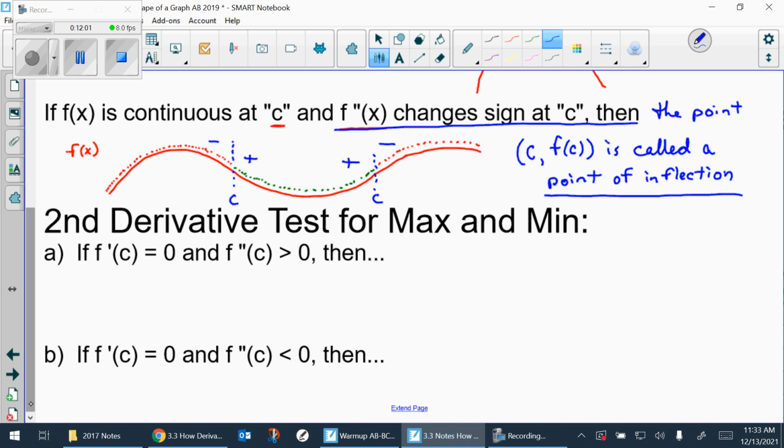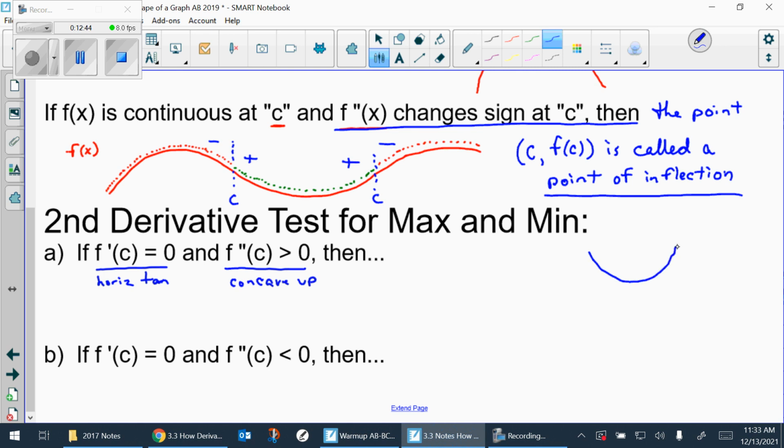The second derivative test for max and min. Derivative is zero. That means the slope is zero. But the second derivative is positive. So derivative is zero, that means we've got a horizontal tangent. And the second derivative is positive. Concave up. Okay, let's draw that situation. Let's draw concave up.